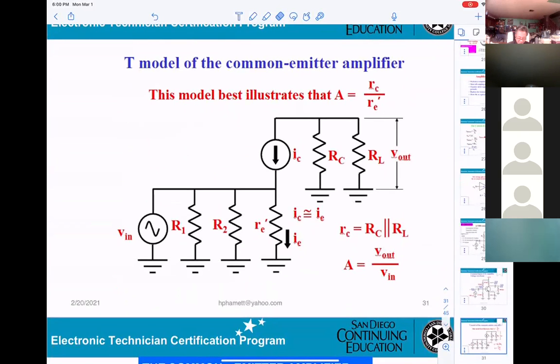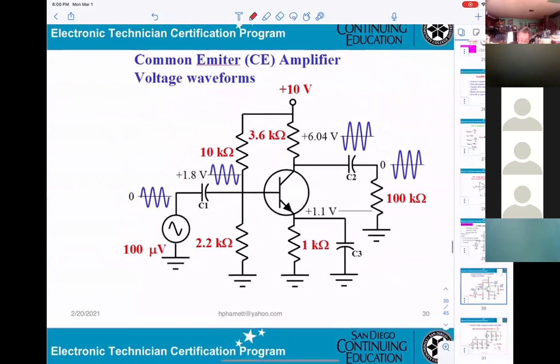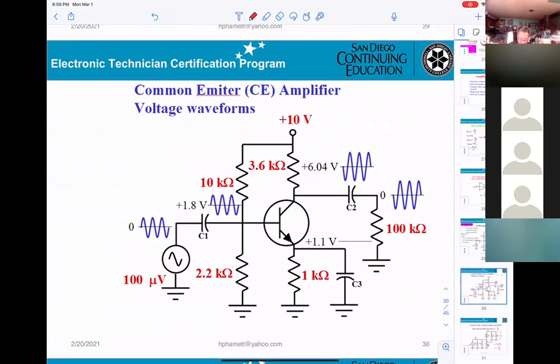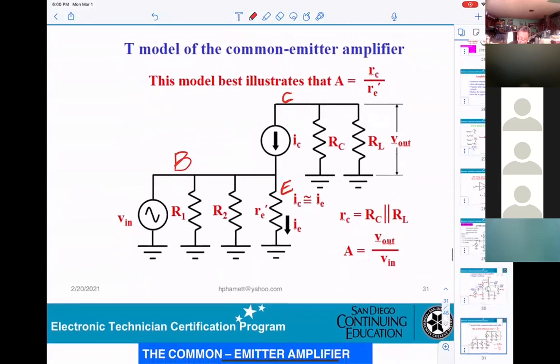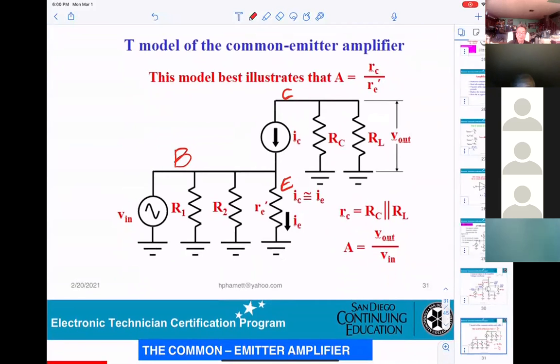Now, this is engineering. You understand this is the collector. This is the base. This is the ammeter. So if you're looking at the DC here, you get 10 volt DC. However, on this AC model, you didn't see any 10 volt. Where did the 10 volt go to? This is the AC equivalent circuit, so there's no DC required.